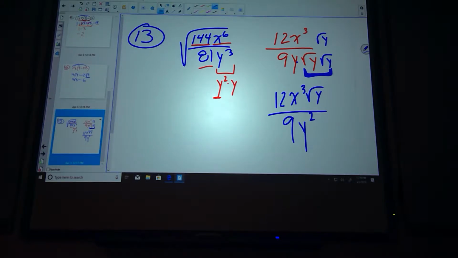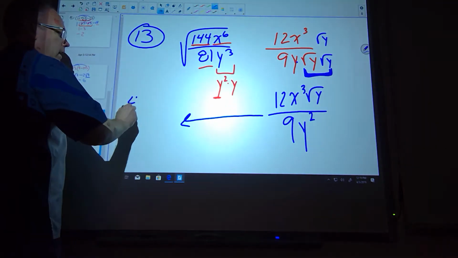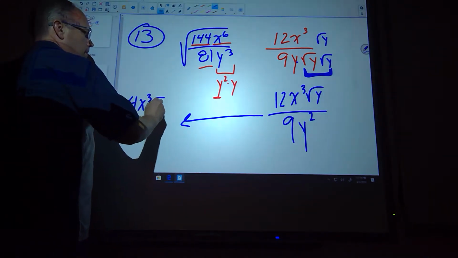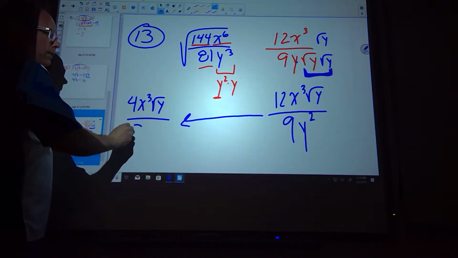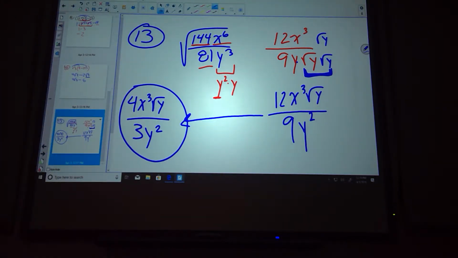Now, and I won't give you this on the quiz, but there's a little tiny one last gotcha on this problem. Does anyone see it? Talk to me about 12 and 9. What number goes into 12 and 9? 3. So 3 goes into 12 4 times. 3 goes into 9 3 times. And I get that.